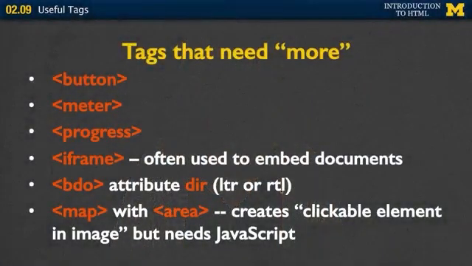So these include the button, the meter, progress, iframe, BDO, which stands for bidirectional orientation, and then the map tag along with area. Now, people really like these, but they tend to need JavaScript. So I'm going to show you a quick example, but I'm not going to include the fancy add-ons you would need to use them because that's not what this course is about.